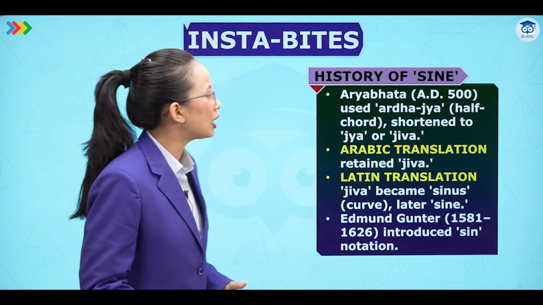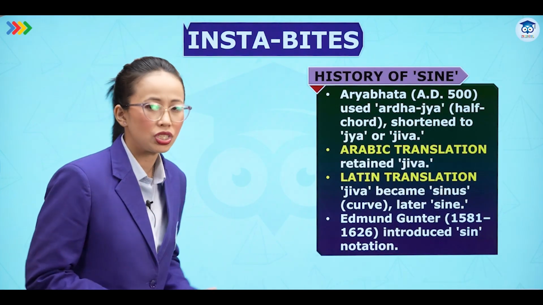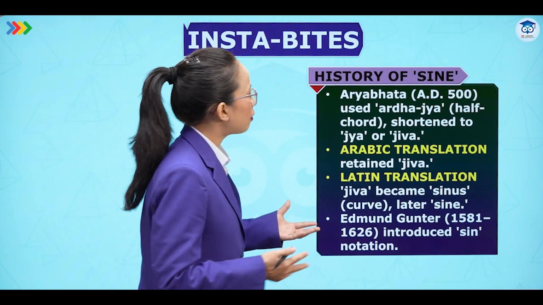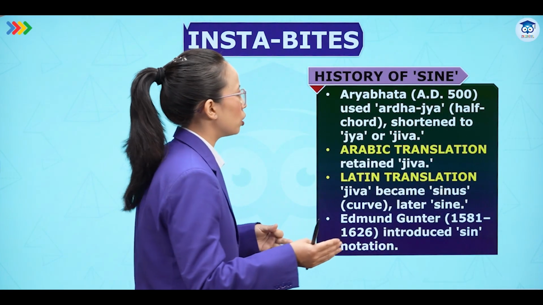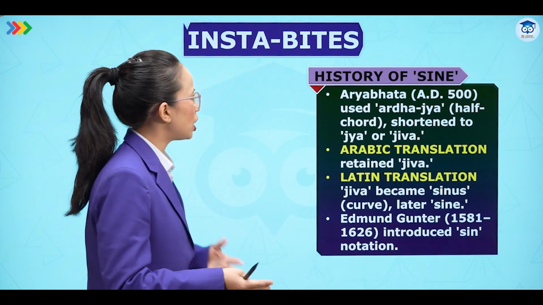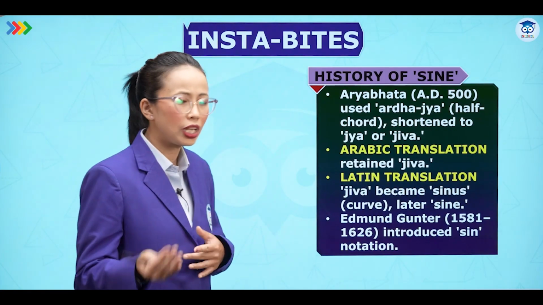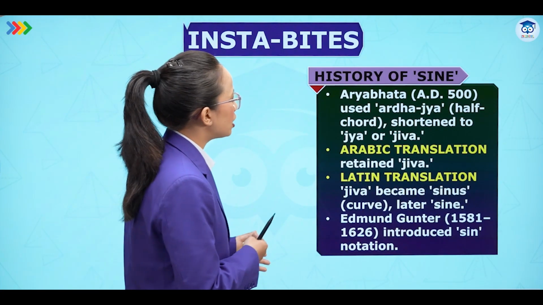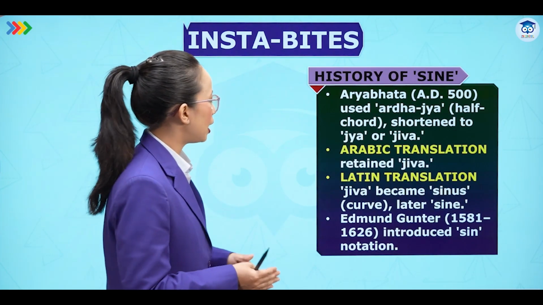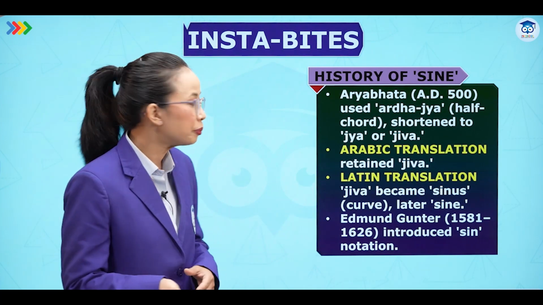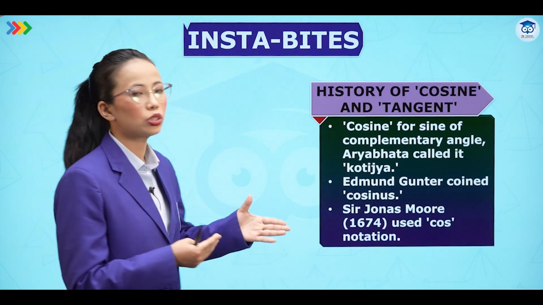So, moving ahead with that, let us understand the history of this sine. Aryabhata, the famous mathematician, around AD 500, used Ardhajya, that is half chord, shortened to Jya and Jiva. This is the Arabic translation written from Jiva. In the Latin translation, Jiva becomes sinus, curve. Later on, we call it sine. Later on, Sir John Moore in the year 1674 used the cos notation.